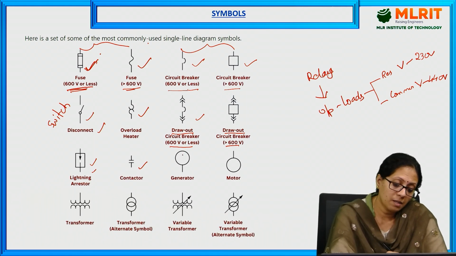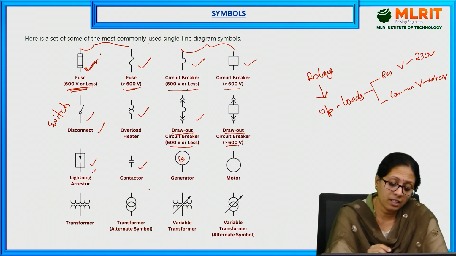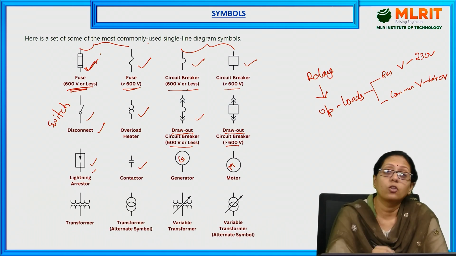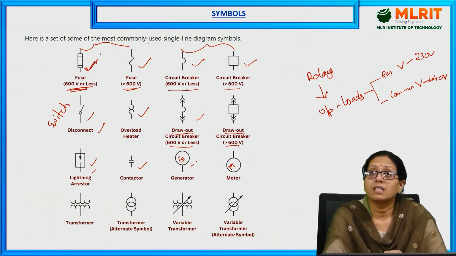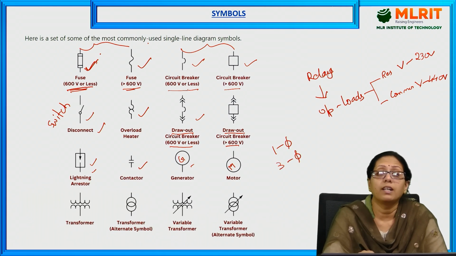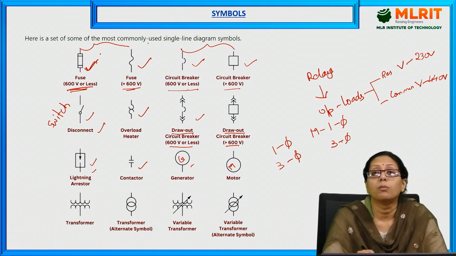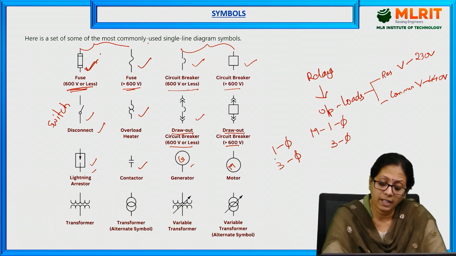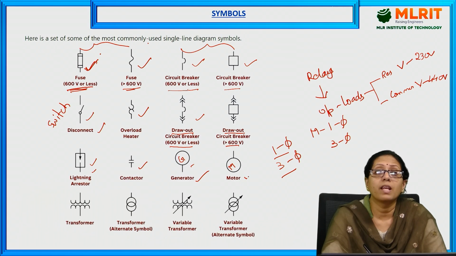This is the symbol for generator, that is if it is G, we can call this one as generator. If it is M, we can call it as motor. This particular generator can be single phase generator or three phase generator. Motor also, it can be single phase motor or three phase motor. So based on the application, based on the load, we can take single phase as well as three phase generators as well as motors.